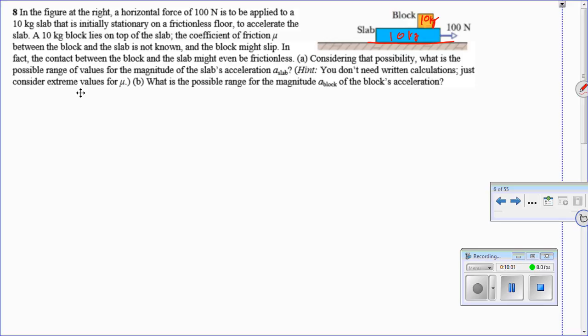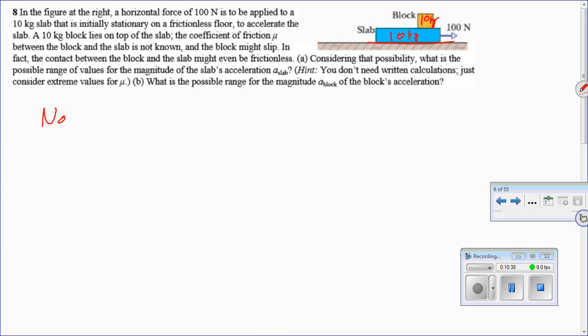So question A says, considering that possibility, the fact that it might be frictionless or it might not, what's the possible range of values for the magnitude of the slab's acceleration and the block's acceleration? Okay, so A, let's see. What would the slab and block do if there was zero friction between the block and the slab? The slab would move, but the block wouldn't, right? So no friction. You know what? I'm going to do A and B at the same time.